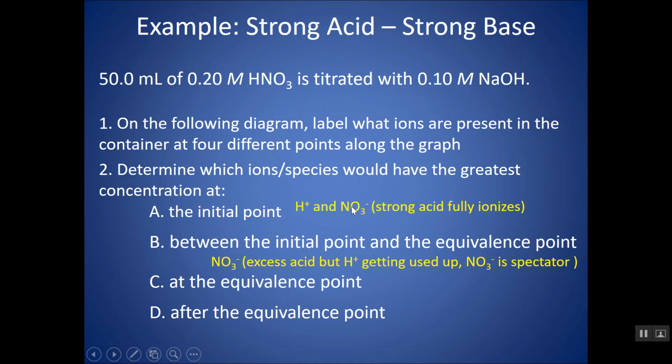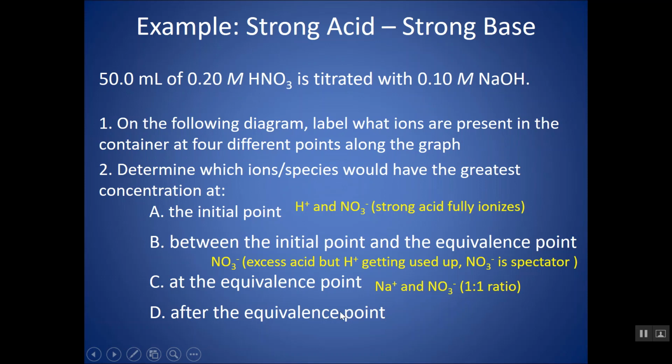The NO3 minus won't react at all, so the NO3 minus will always have a greater concentration than H plus between the initial and the equivalence point. And I'm adding Na plus, but it wouldn't be as much as the initial NO3 minus yet either. Okay, so the excess acid, but H plus is getting used up, NO3 minus is a spectator. At the equivalence point, it would be your salt. Your salt is in a 1-to-1 ratio, NaNO3, because they each have a +1, -1 charge. So it would be Na plus and NO3 minus the same.